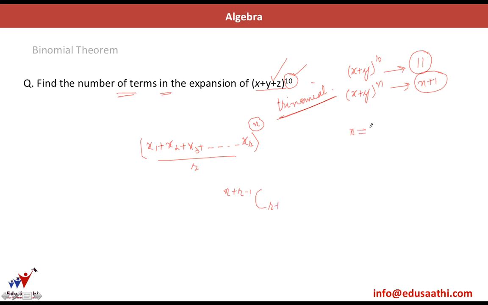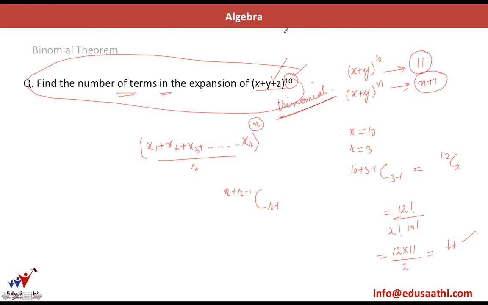So the value of n in the question is given to us as 10 and the value of r is 3. So this is 10 plus 3 minus 1 C 3 minus 1. So the value would be 12c2. If you solve the value of 12c2, which will be 12 factorial over 2 factorial and 10 factorial, which will actually be 12 into 11 by 2. So 6 into 11, which will be 66 terms that you will have in the expansion of this question, and it will not be 11, it will be in fact 66 terms that will be there in this expansion.